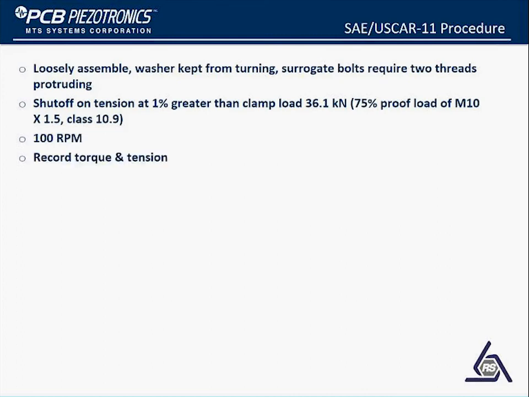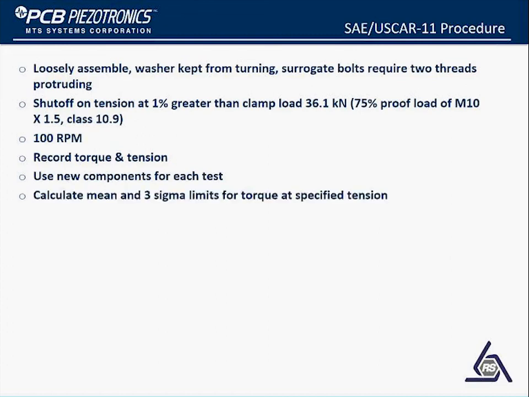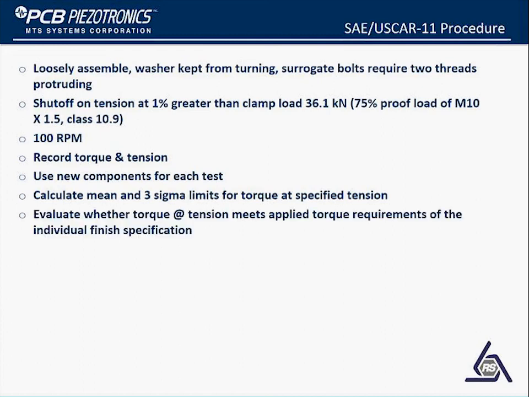We should use 100 RPM. We should record our torque and tension. We should use new components for each test. And we should calculate the mean and 3 sigma limits for our torque at specified tension. And finally, we'll evaluate whether torque at tension meets the applied torque requirements of the individual finish specifications.